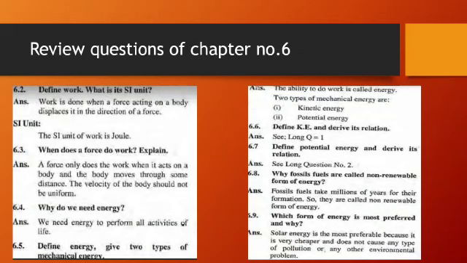Now 6.10, after this the last numerical is missed, sorry. In the next video I am going to explain that numerical.